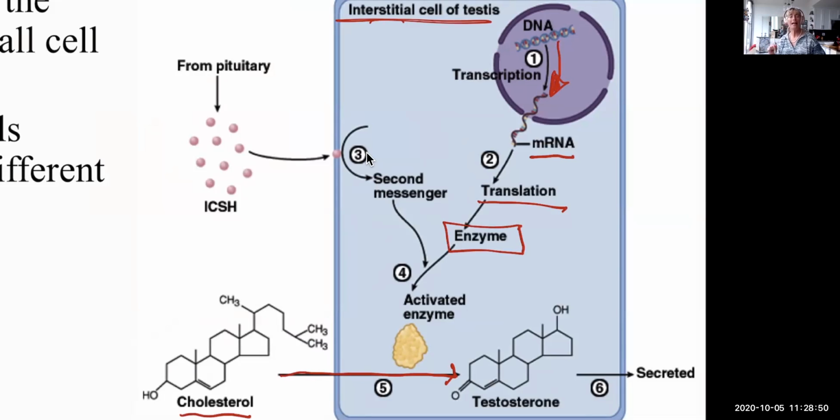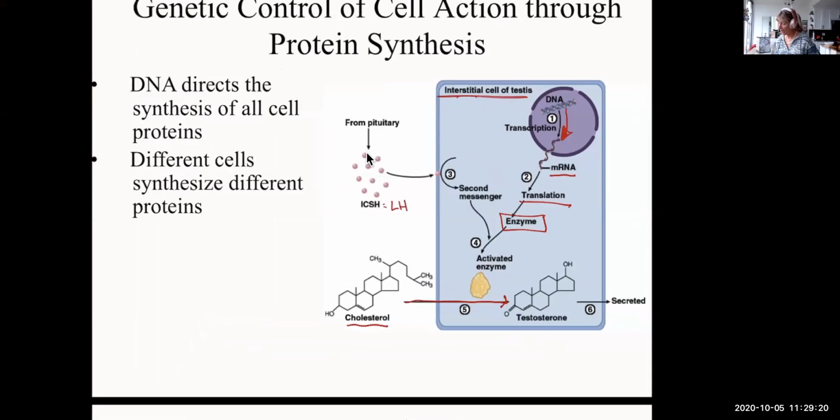It gets activated by a signal from elsewhere. In this case, the signal is ISH, that's also known as LH, luteinizing hormone. That comes from the pituitary. The pituitary signals the interstitial cells to start making testosterone. If there's a lot of testosterone, the pituitary will be turned off. So it's a feedback system. So DNA is really responsible for the synthesis of all cell proteins, either directly or indirectly.